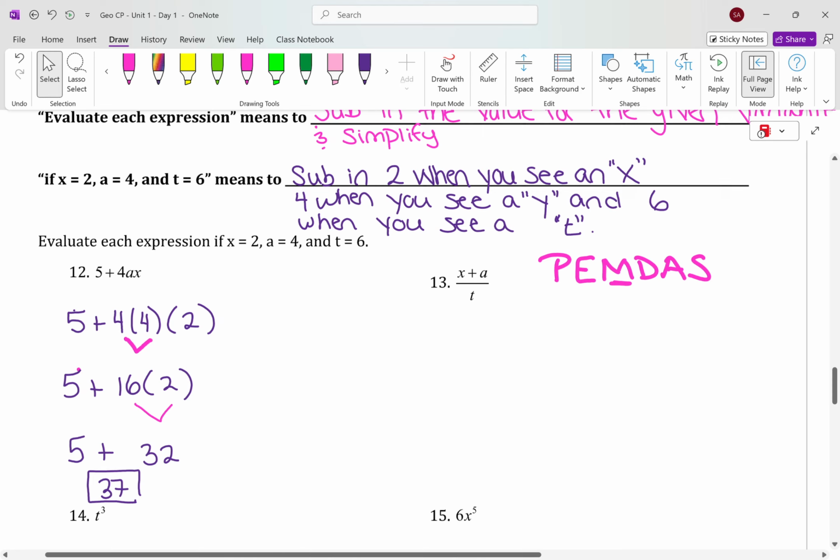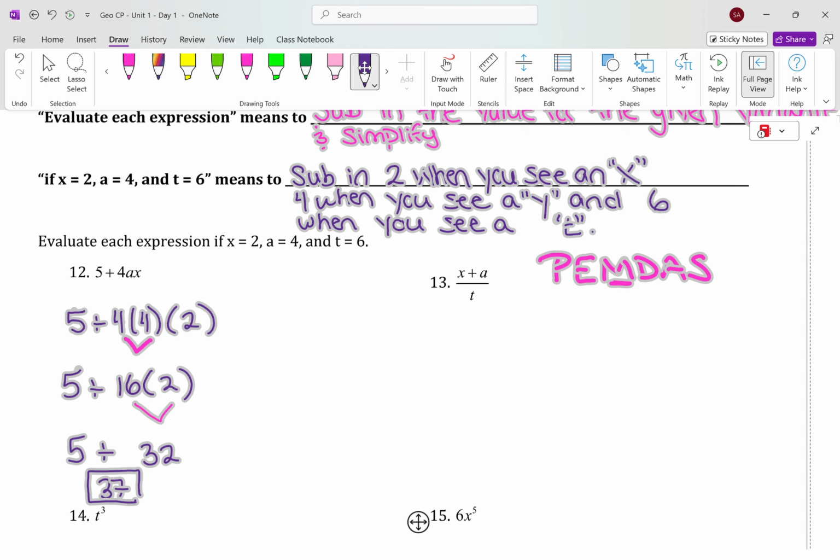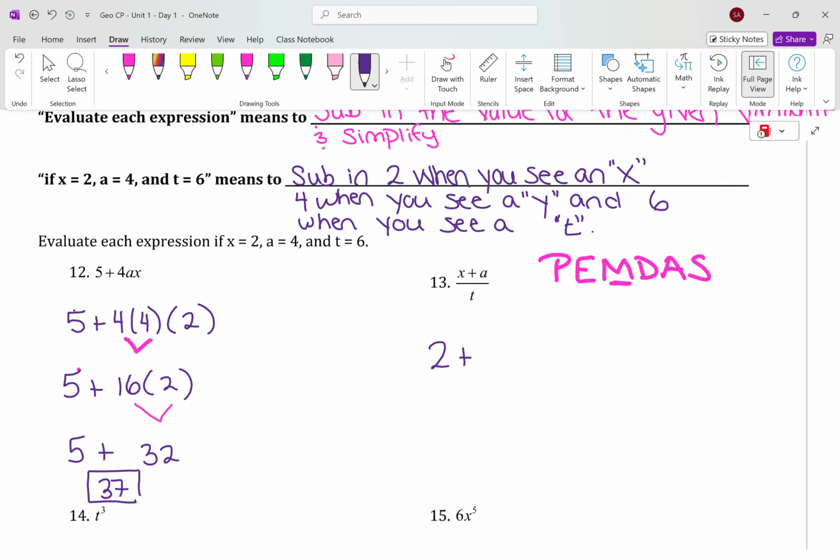Again, for number 13, there are no like terms to combine first. So now I'm just going to do a straight sub in. x is 2, a is 4, and t is 6.